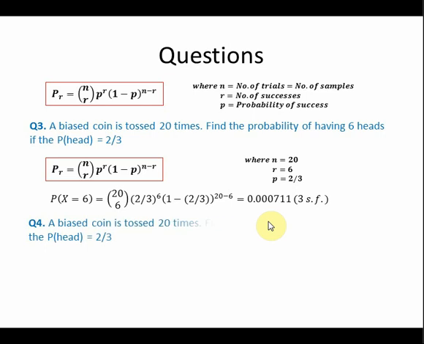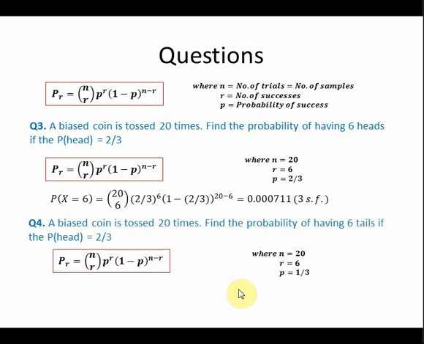And similarly, for the tails, we can again use the same formula, but remember in this case p is 1/3 because we are interested in having 6 tails. Plugging in the values, we get 0.182. And in this case, it's obviously not the same probability because this is a biased coin.